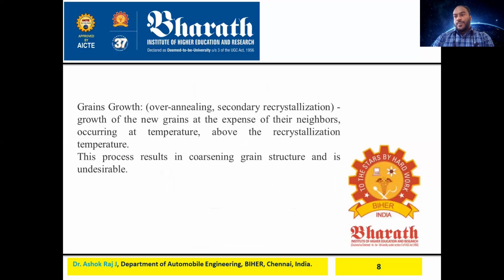If you do the annealing process for more time, the growth of new grains at the expense of the neighbors occurs at a temperature above the recrystallization temperature. This process results in coarsening of the grain structure, and it is undesirable. So if you keep on doing the annealing process, the grain structure will become bigger and undesirable. For what purpose are we doing annealing? Heat treatment is for increasing strength and hardening. If you increase the grain size, the strength and hardness will drop. So that's why it is called undesirable.